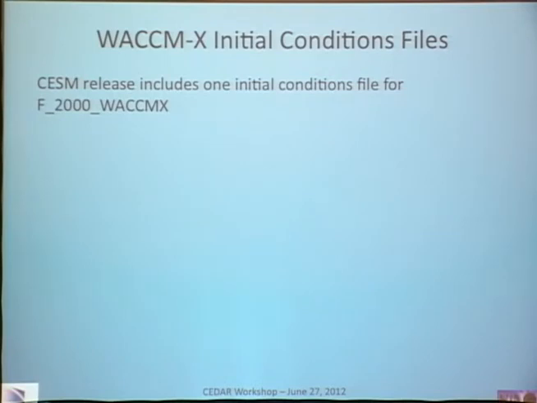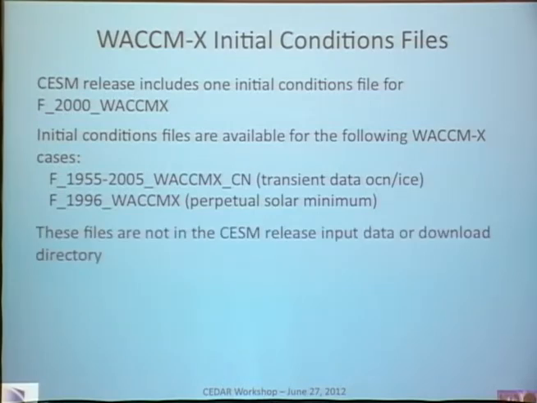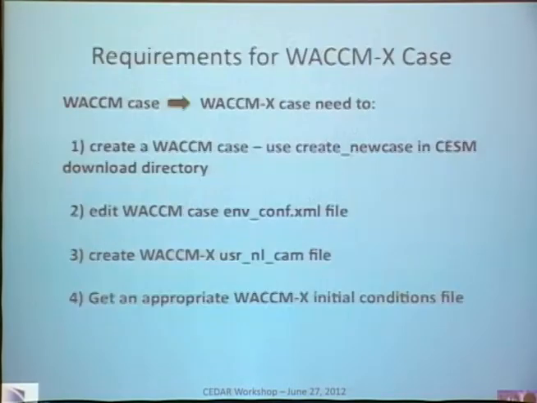The CESM release includes just one, and that's that F2000 WACCM-X initial condition file that I just showed. We've gotten some initial condition files made for some runs that we've done, a solar minimum run, and then this 1955-2005 run. So we have some, but those files are not in the CESM, they're not in the input data directory, and they don't come with the download. So the good news is that we can create WACCM-X initial condition files for any of the WACCM cases that you modify and want to use with WACCM-X. And it's not that time consuming of a thing to do.